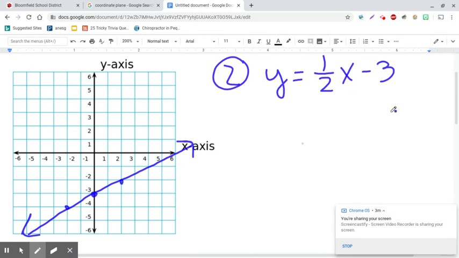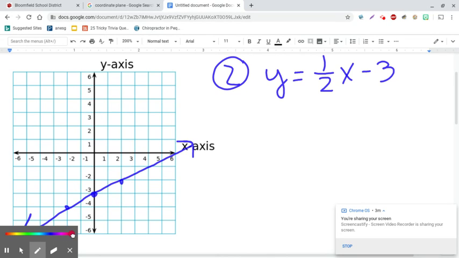And let's check it. Is our y-axis at an intercept of negative 3? Yes. Is it a positive slope? Is it going up? Yes. And it's going up 1 over 2. Perfect.